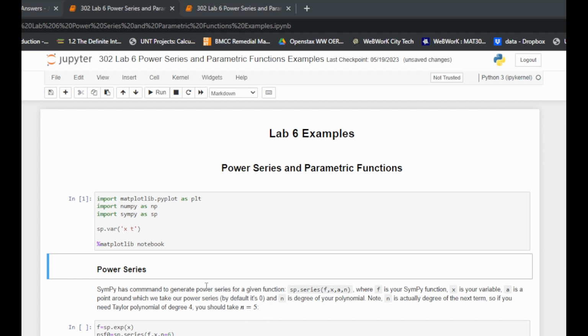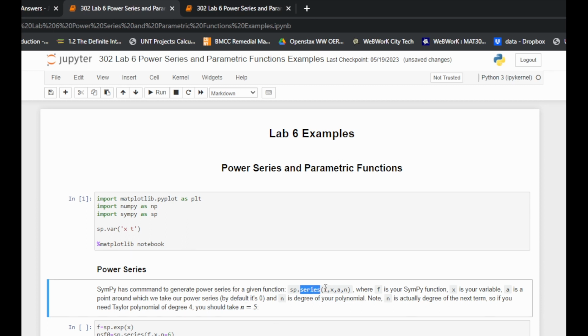To create a power series for a function, we can use the series command from SymPy. It will have four inputs: f as a SymPy function, x is the variable, a is the number around which we're creating the series, and n is the degree. More specifically, if I want to have a power series of degree 5, n should be 6, so the series is up to that point. Also, if a is omitted, then by default it will be 0, so you will get the Maclaurin series.